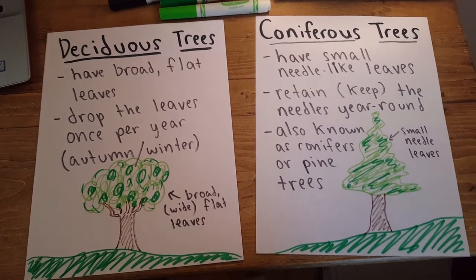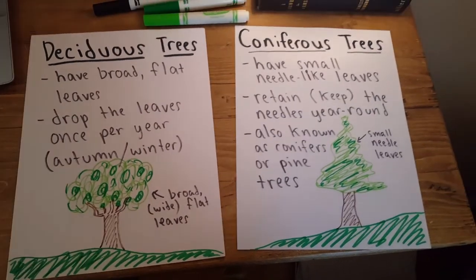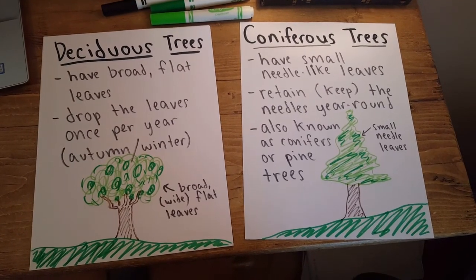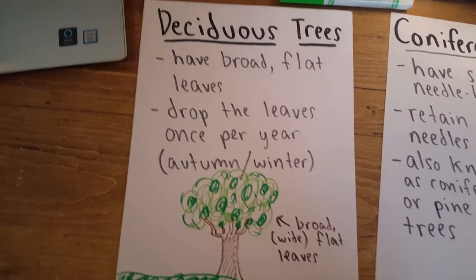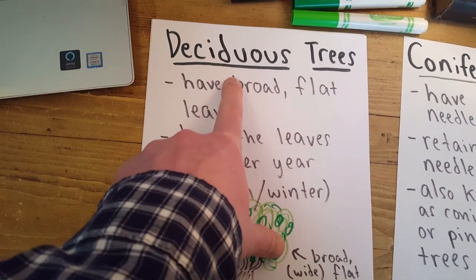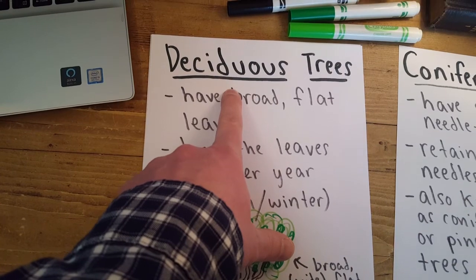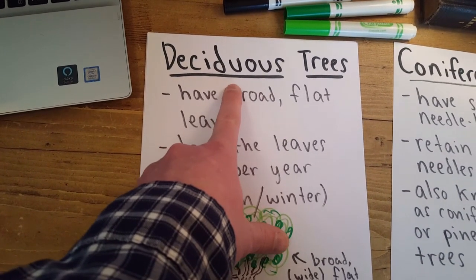Hi everyone. I wanted to talk to you a little bit about the different types of trees that we have. We've been studying trees in science and as part of project time. And the two different types of trees we have, this word right here, is deciduous. Go ahead and say that, deciduous. You see how that C makes the S sound?